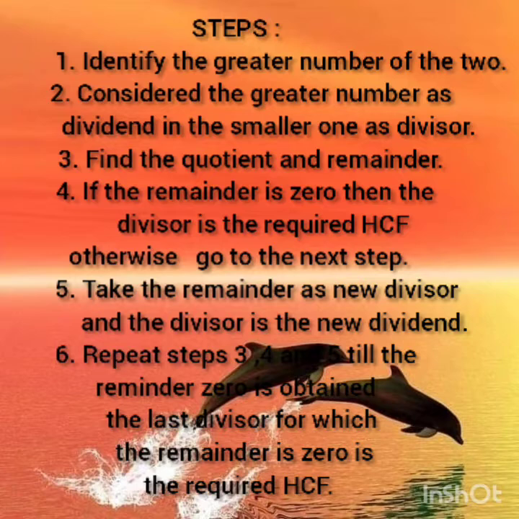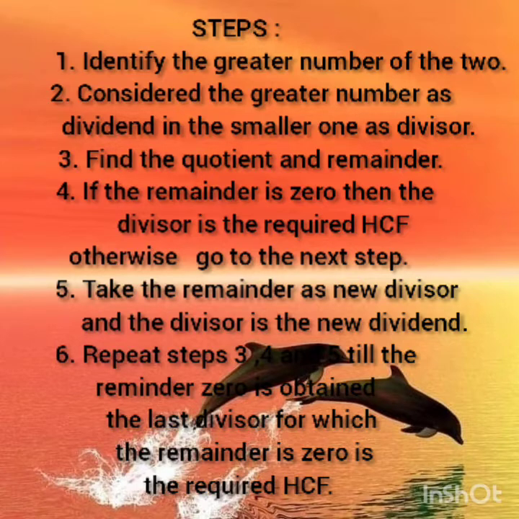Second, consider the greater number as dividend and the smaller one as divisor. Third step, find the quotient and the remainder. Next step, if the remainder is 0, then the divisor is the required HCF. Otherwise, we need to go to the next step.